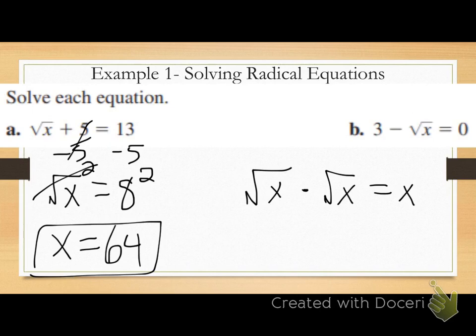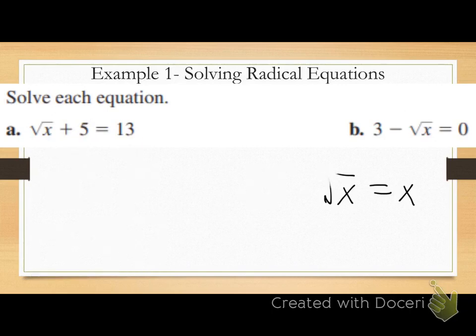If I plug 64 back into my equation to check my solution, what's the square root of 64? 8. What's 8 plus 5? 13. Does 13 equal 13? Yeah, it checks out. Questions on A? You okay with A? Can I erase and move to B?